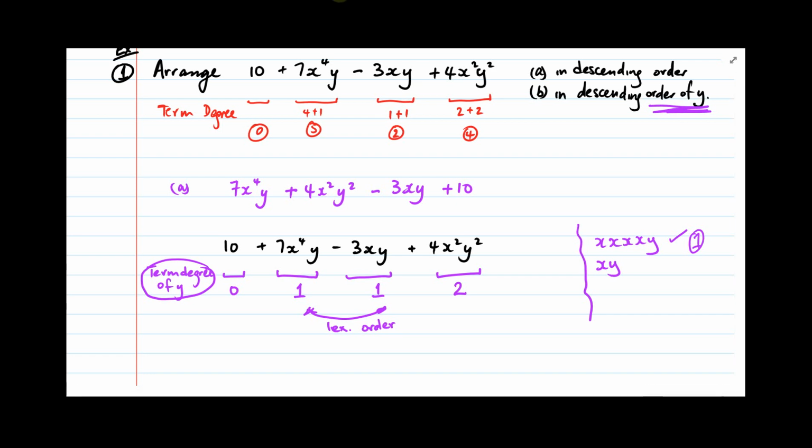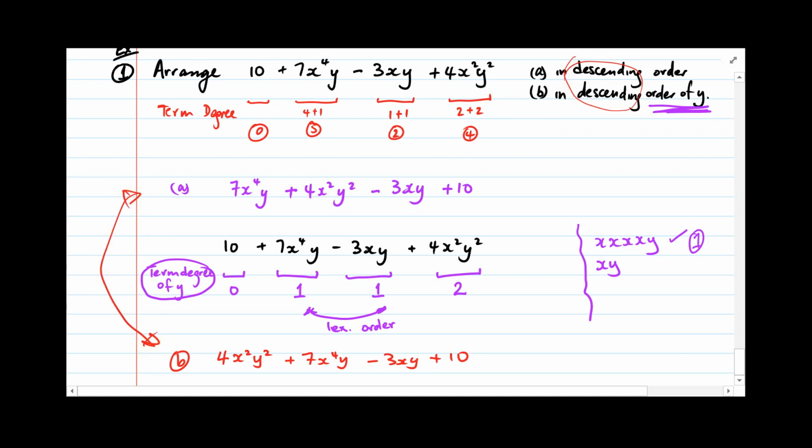If I am now going to find a solution for part B, writing in descending order, I would have 4x^2 y^2. Highest power of y is y squared. And the next term would be 7x^4 y, and then minus 3xy plus 10. Right? So notice that depending on the question given, the order, even though I'm just focusing on descending orders, the result can be different. Okay?